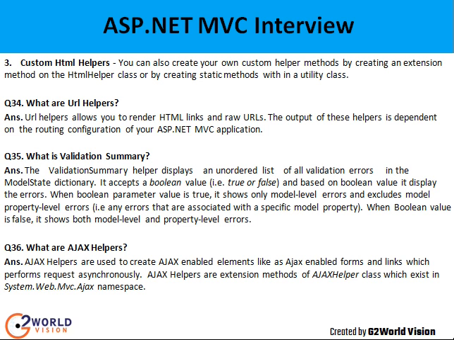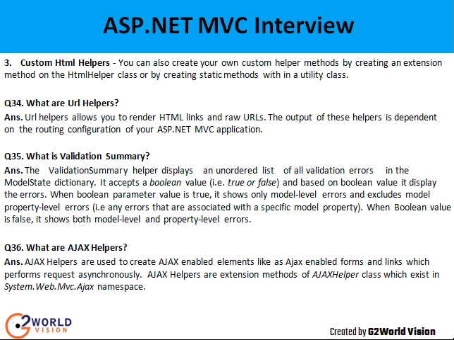Question number 35. What is validation summary? The validation summary helper displays an unordered list of all validation errors in the model state dictionary. It takes a boolean value, true or false, and displays errors based on it. When the boolean value is true, it shows only model errors excluding property level errors, for example any error that is associated with specific model properties. When the boolean value is false, it shows model level and property level errors.